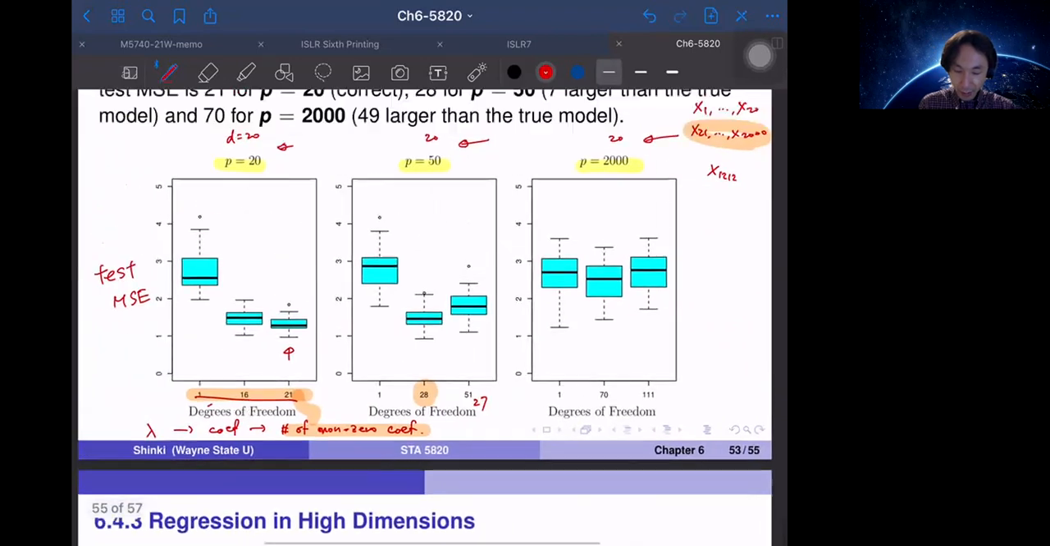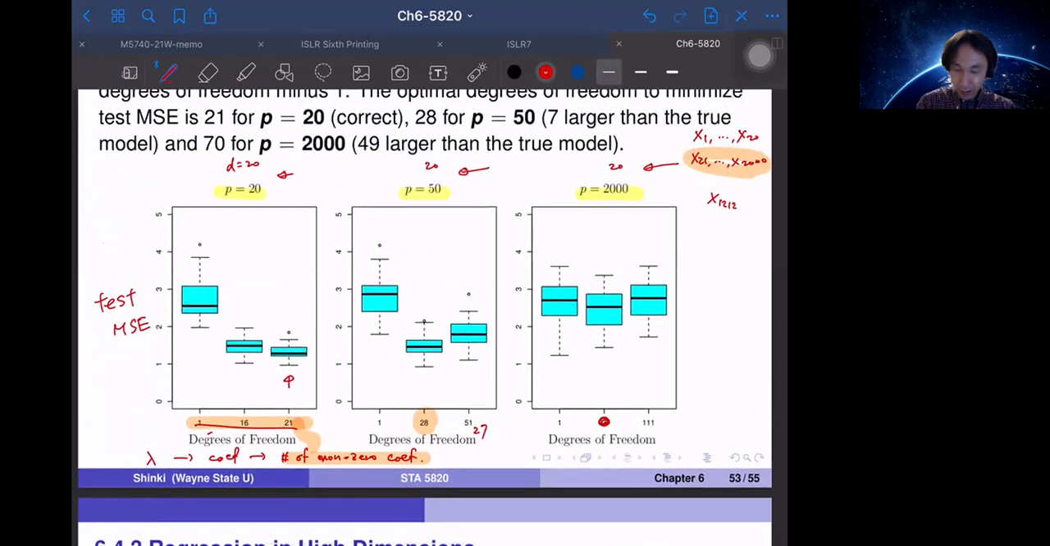And here p is equal to 2000. Actually, d equal to 70 is the optimal choice by lasso. So that means that we choose 69 variables. So probably we hope that x1 to x20 are chosen, but we picked up unnecessary variables, maybe 49 unnecessary variables, maybe x21 to x69. These 49 variables are not true variables, but just by chance, similar to y.